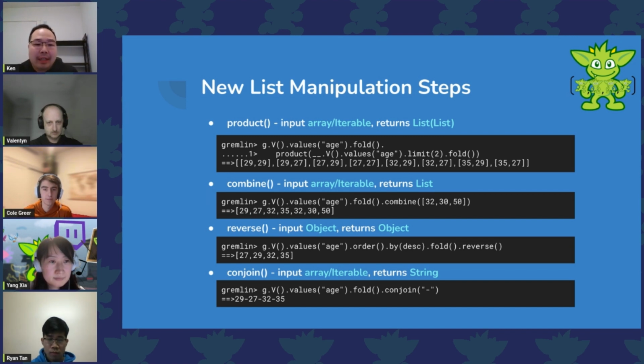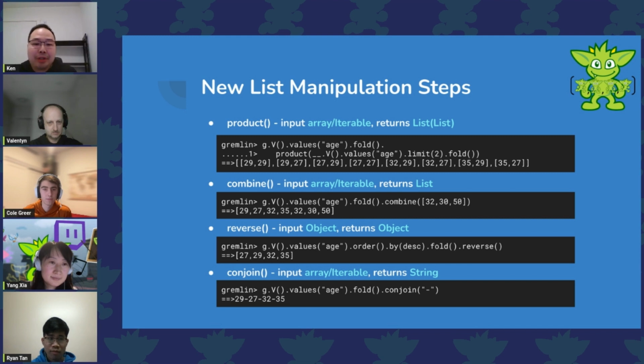Reverse is another bit of a special case in that it can reverse any traverser. So this is one of the exceptions where it doesn't have to be an iterable. But it's mostly designed to reverse either strings or iterables.